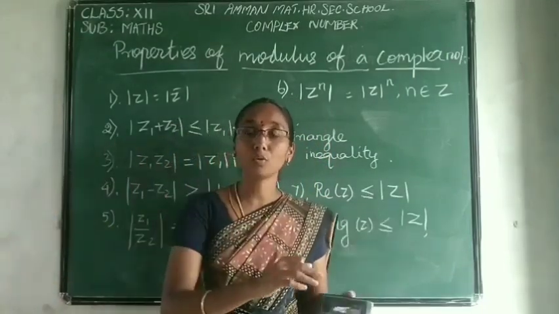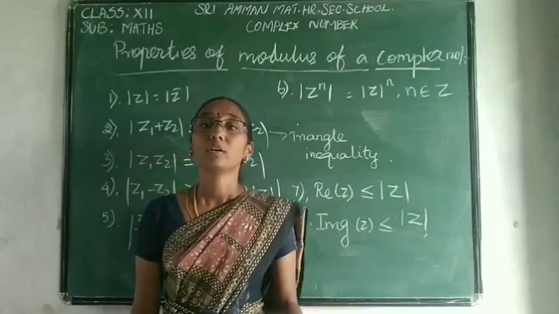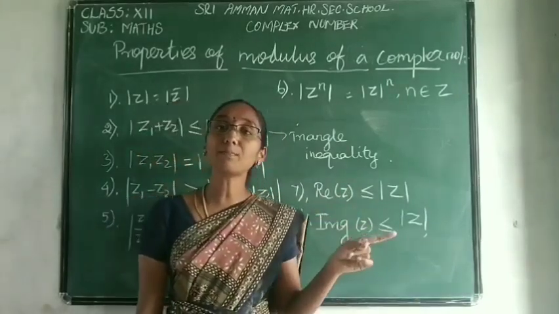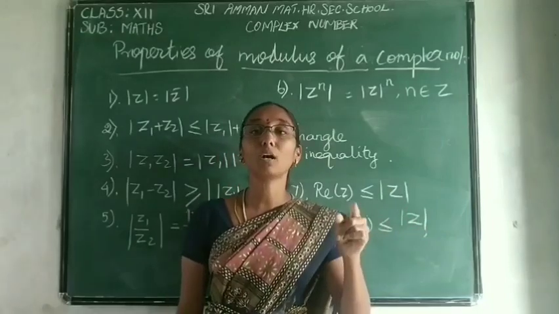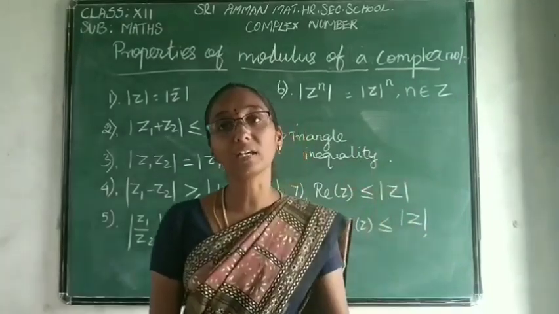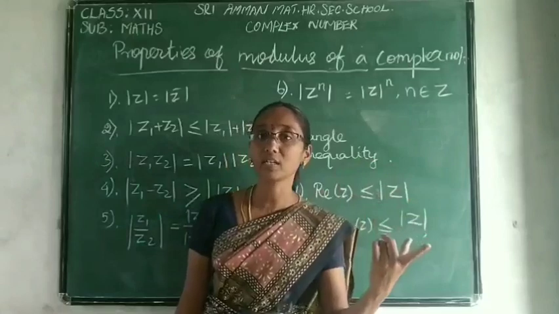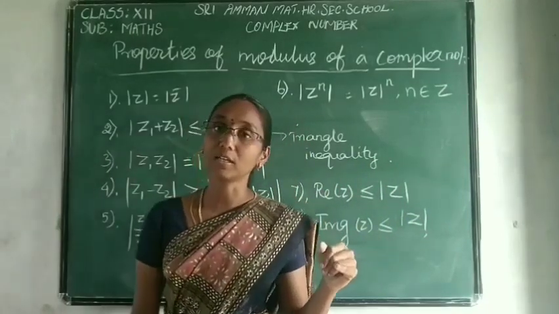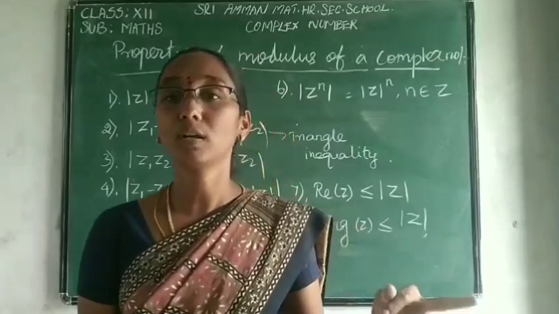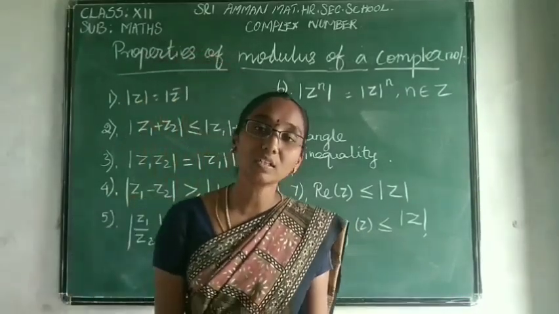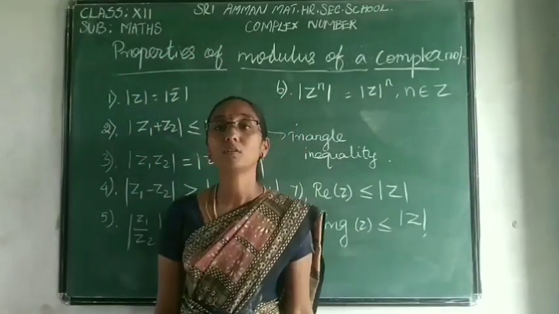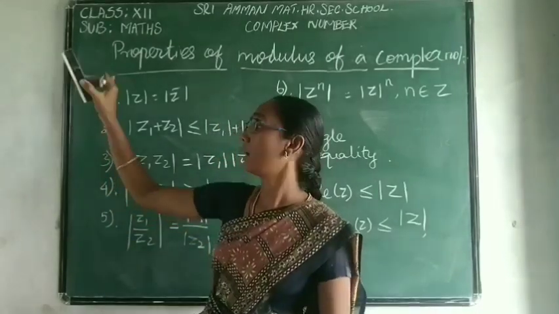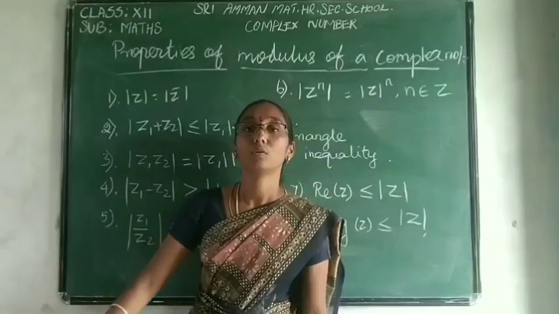And the next group, the sixth property, the power property: modulus of z^n equals modulus of z, the whole to the power n, where n belongs to the integers. And then the real part of z is less than or equal to modulus of z, the imaginary part of z is less than or equal to modulus of z. The first property I have already proved to you.